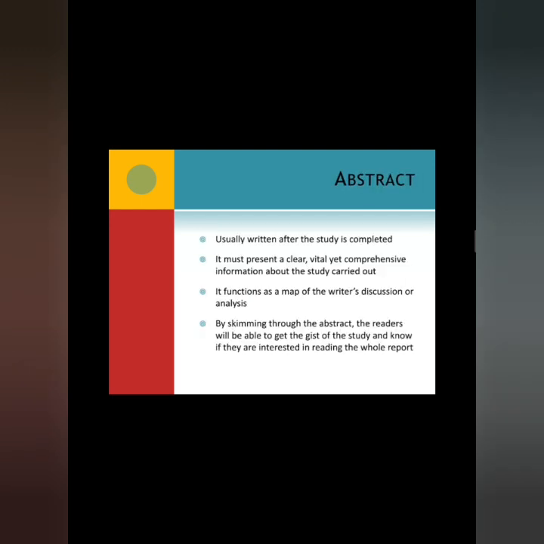Okay, so first thing first, you have to write an abstract. Alright, so what is an abstract? By definition, it is a description of the problem or opportunity highlighted in the study, the purpose of the report, and the importance of the study for your target audience. So basically, the abstract contains a summary of what the whole report is about.